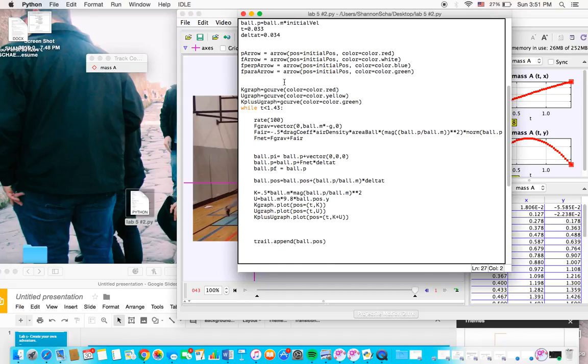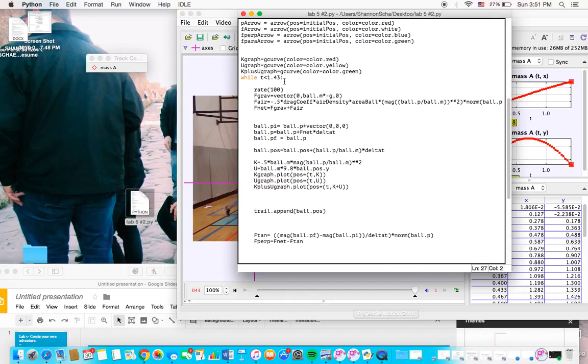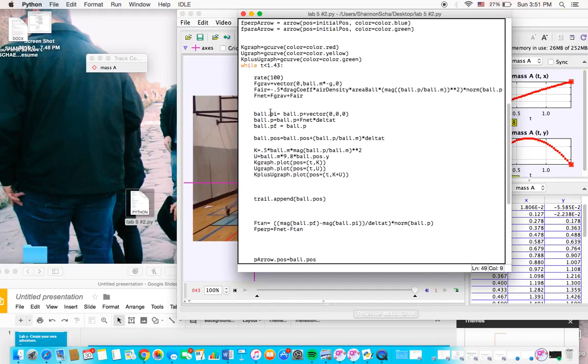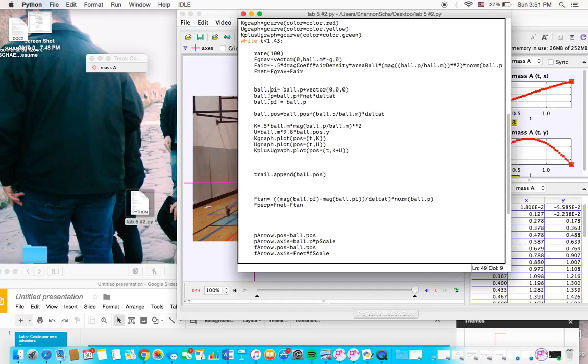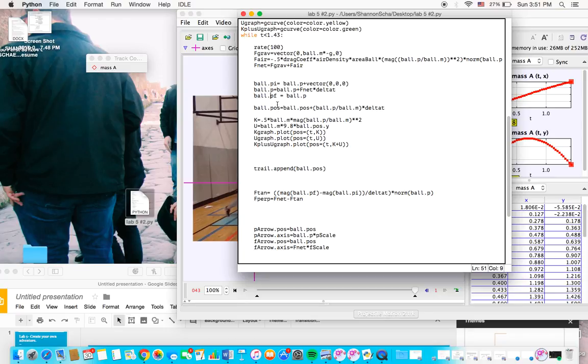And here's the ball's momentum. And we have this while loop that ends when the ball is at the floor. That is going to be the final time, 1.43. And here we calculated the gravitational force, the drag force, the net force, the initial momentum and the final momentum, the ball's position, the new position, and the kinetic energy, the gravitational energy, and then the total energy, which is going to be the sum of those two.